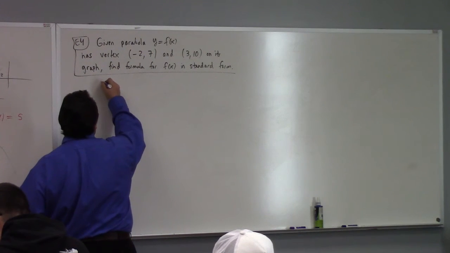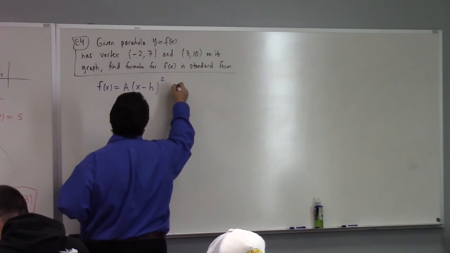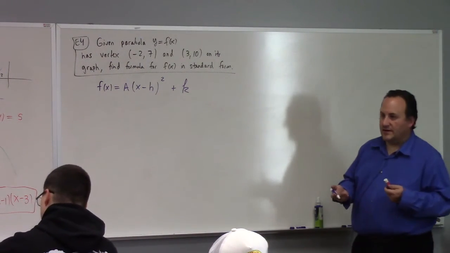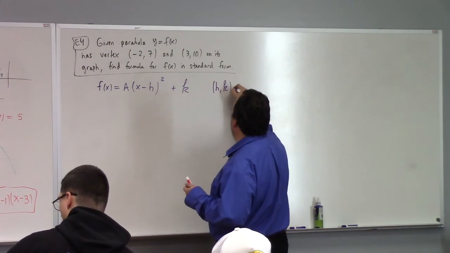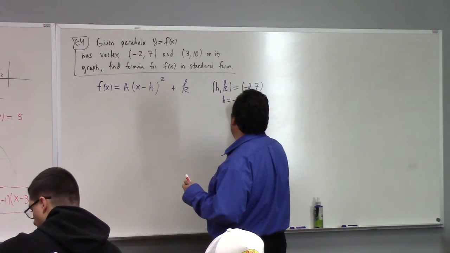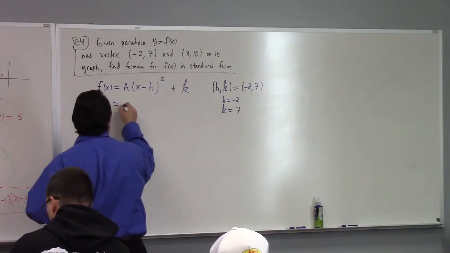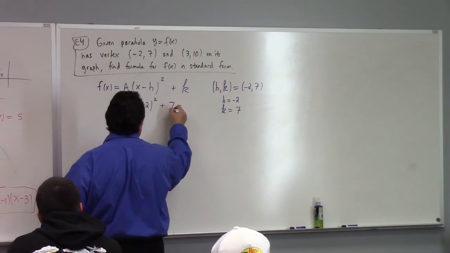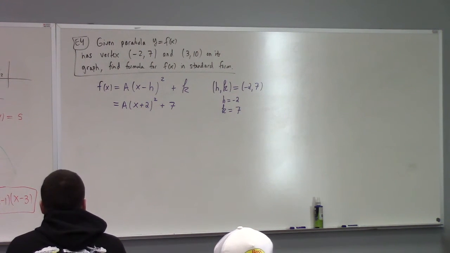So f of x is equal to a times x minus h quantity squared plus k. This puts the vertex at h comma k, right? So here, h, k is equal to what? -2, 7, right? That's given. So in this case, h is equal to -2 and k is equal to 7. So I plug that in, and I've got a times x plus 2 quantity squared plus 7. So, okay, great. Now, how do I figure out what a is?